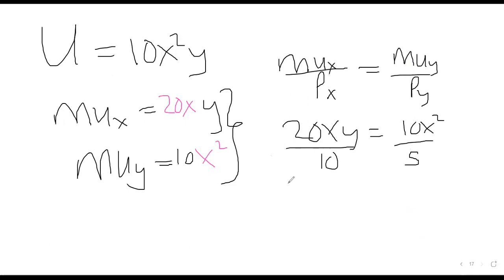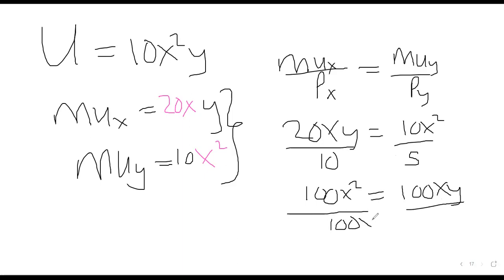So you could choose to cross multiply if you want. So here 10 times 10 is 100 what? X squared. 20 times that, we're going to have 100xy. Then we can divide both sides by 100x. 100x, 100x. What are we going to remain with? X is equal to Y. Do you agree with me?